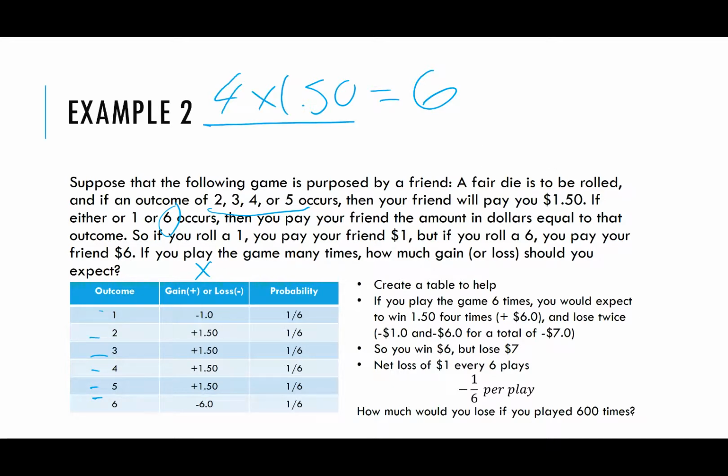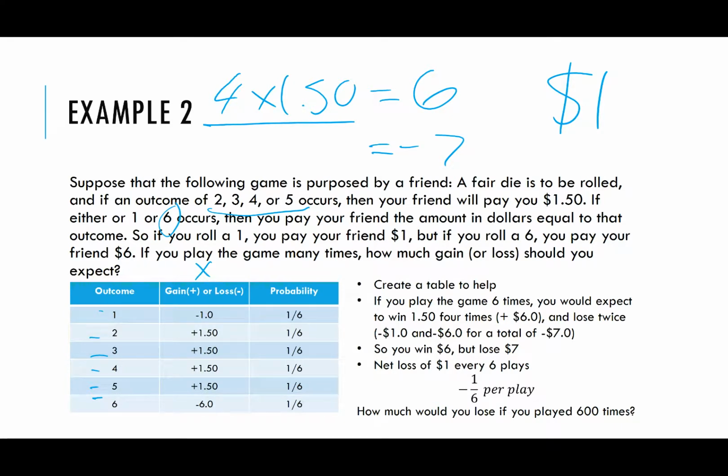So that'd be your winning. But there's also that time when you roll a 1. When you roll a 1, you're going to lose $1. When you roll a 6, you're going to lose $6. So those two results together mean you lose $7. So if you play 6 times, you're going to win $6 but lose $7, which means your average loss is $1. Every 6 times you play, you're going to lose $1, roughly, right?